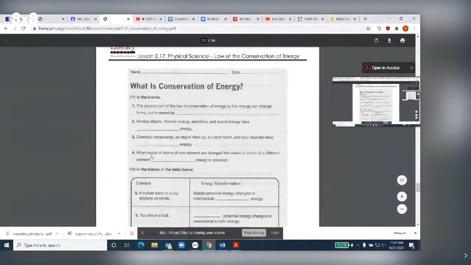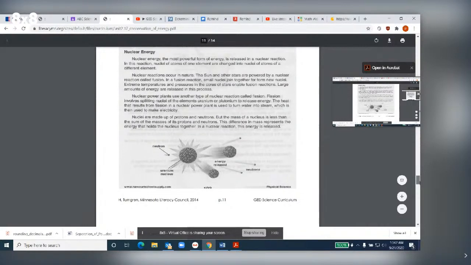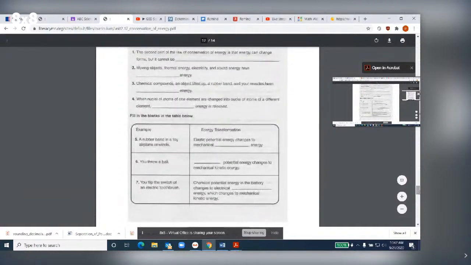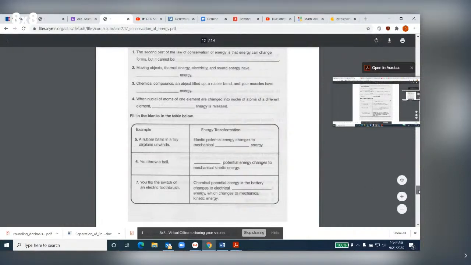This one says when atoms of one element change to a different element, nuclear energy is released. And that would be, so nuclear energy is the most powerful form of energy. It is released in a nuclear reaction. In this reaction, atoms of one element change to atoms of a different element. So nuclear reactions occur in nature. So that would be nuclear. Okay. Then 5, it just asks you to fill in the blanks here, and you're just going to take examples. So a rubber band, a toy airplane unwinds, you throw a ball, you flip a switch, an electric toothbrush. Those are all in the reading right there.